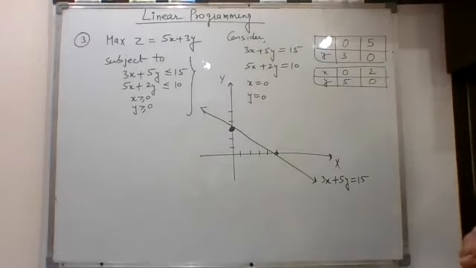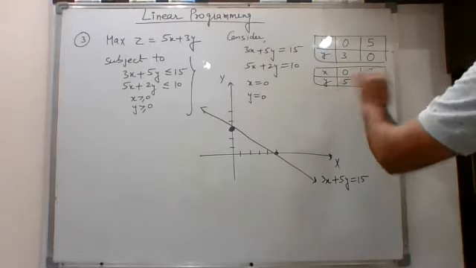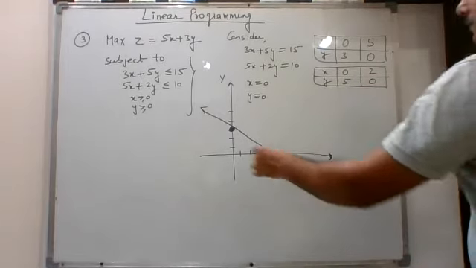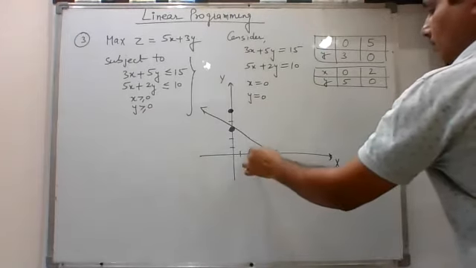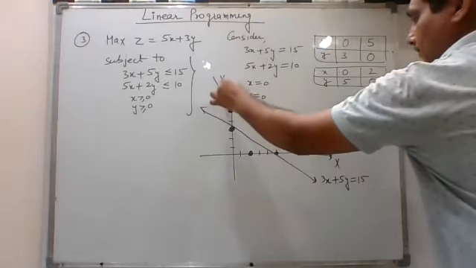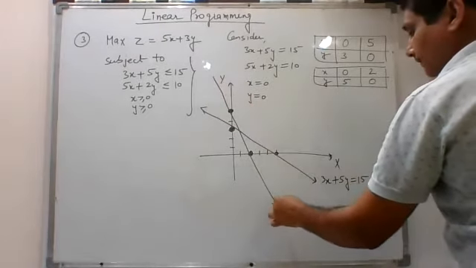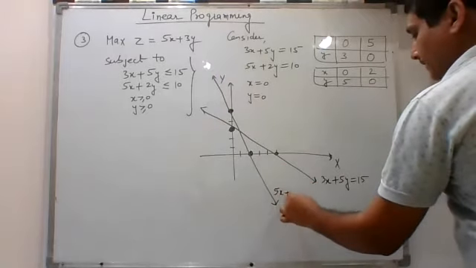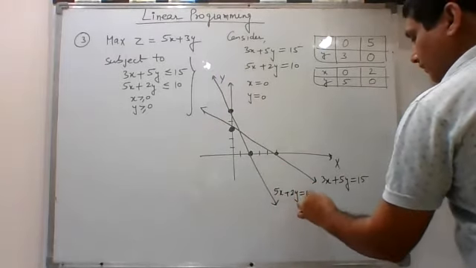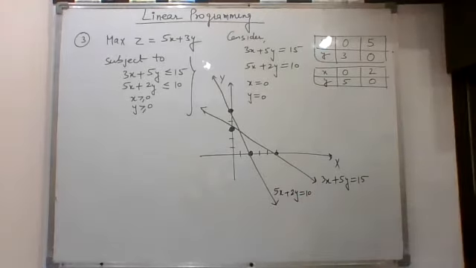So we have drawn the first line. After this, we will plot the second line also. This is 0, 5, and this is 2 comma 0. Just draw this line also. Write down the equation of this line, that is 5x plus 2y is equal to 10. So we have drawn both the lines.